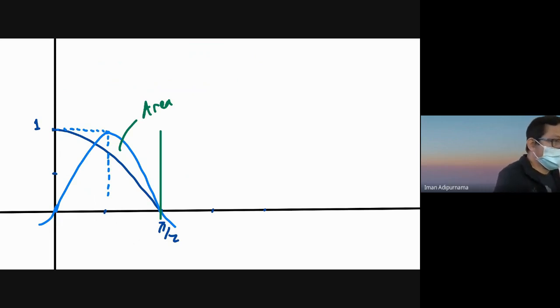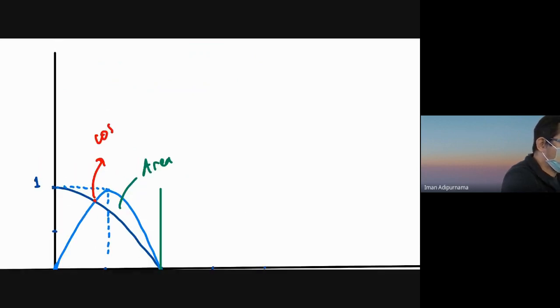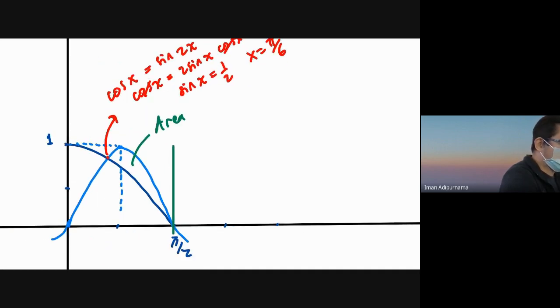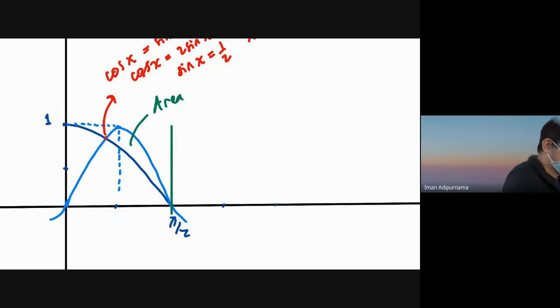Okay. And we need to know the intersection here, right? So we need to know from cos x equals sine 2x. And you can look for sine x is half, or x is pi over 6. So this is pi over 6, right?